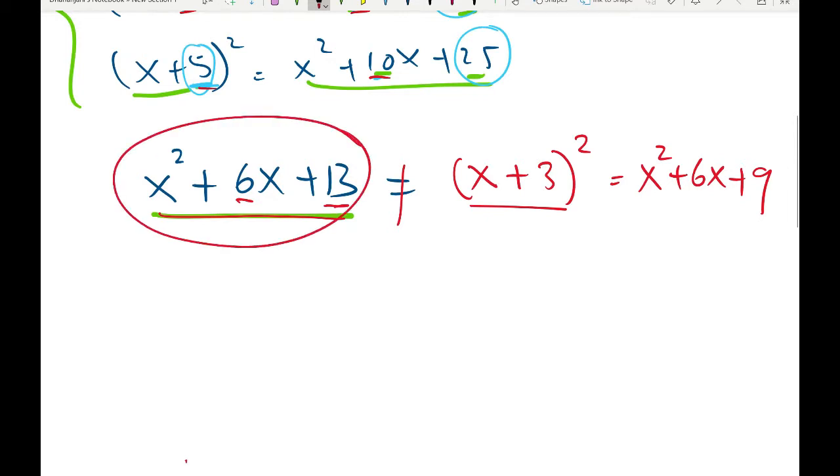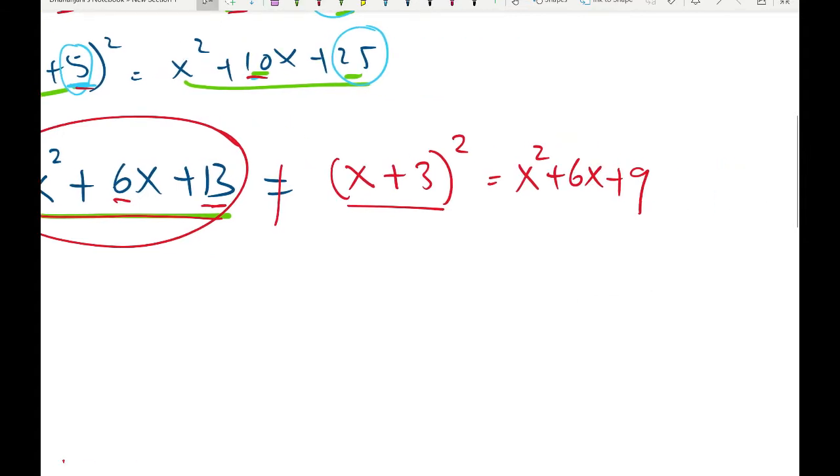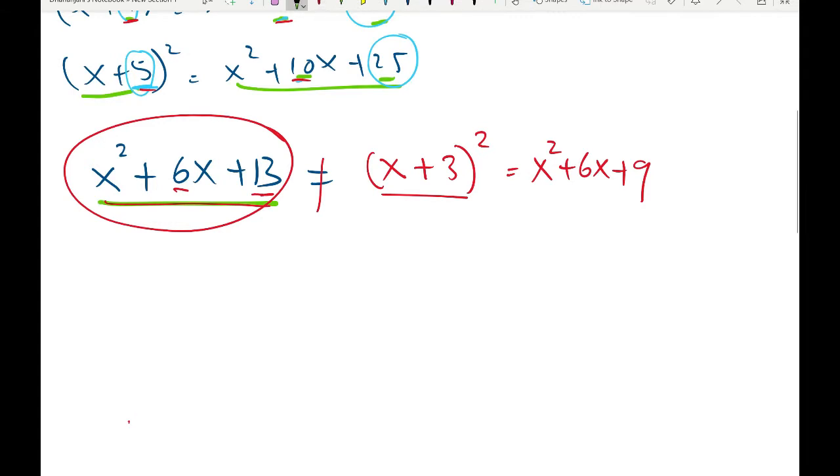Well, we know (x+3)² is x² + 6x + 9. So how off is it? It's off by 4, right? So let's add a 4 here. What do I mean?